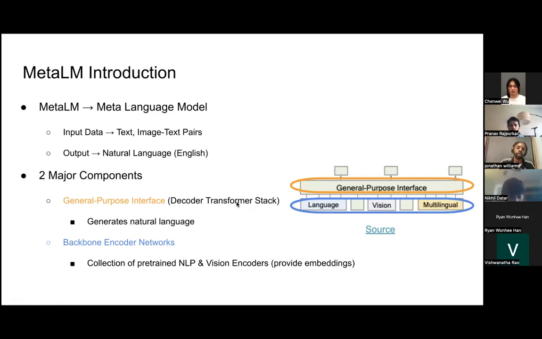The second major component is the backbone encoder networks. I mentioned before that the MetaLM model fuses various foundational models. So you have a language foundational model here, a vision foundational model, a multilingual foundational model. The backbone encoder network is used to incorporate the information that is gained by these various pre-trained foundational models. And in this paper, although they have this multilingual block, which I found confusing, they didn't actually incorporate a multilingual foundational model. They only utilized a prior trained NLP foundational model and a vision foundational model to provide embeddings.